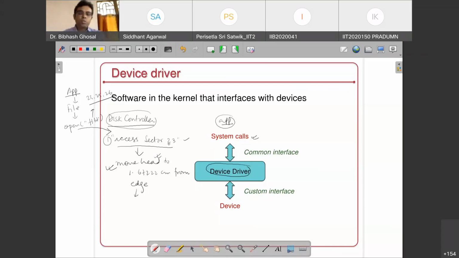So the device driver gets that, and it hides the disk controller, it hides the details, and it gets as an input access sector 23. Okay, so you see the interfaces that are provided, and these are all provided via the device drivers.